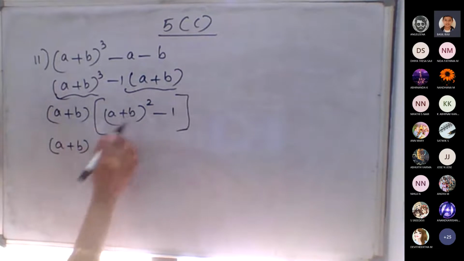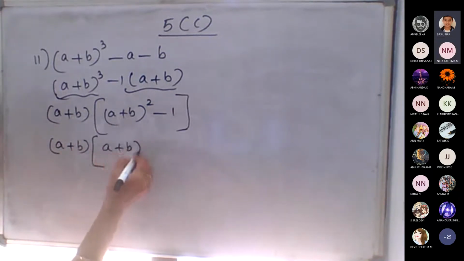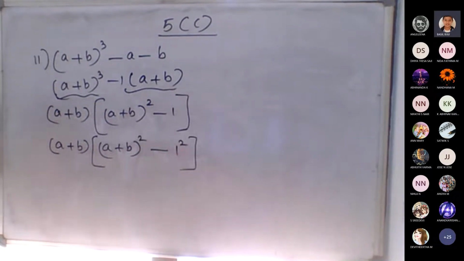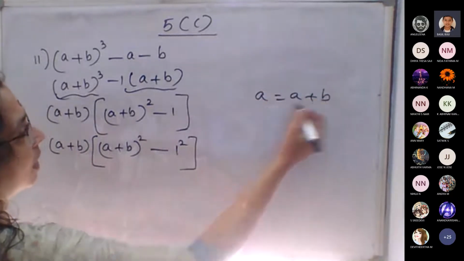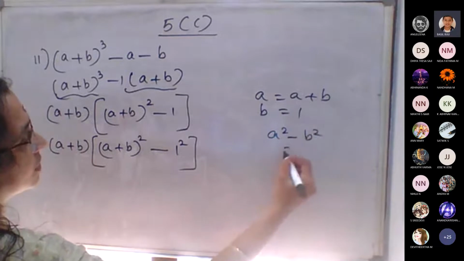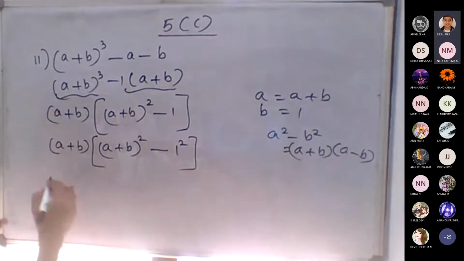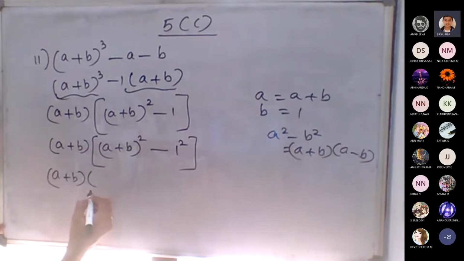But this is in the form of what? a square minus b square, with 1 square. So here a stands for a plus b and b stands for 1. So a square minus b square is a plus b into a minus b. So apply that formula. So a plus b.